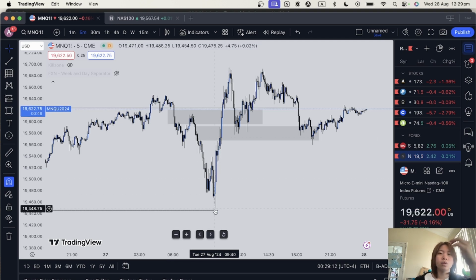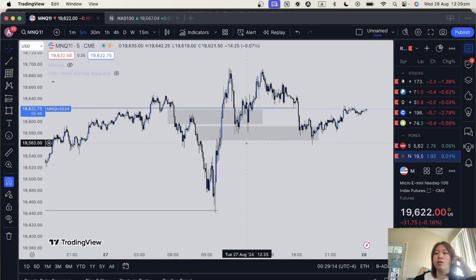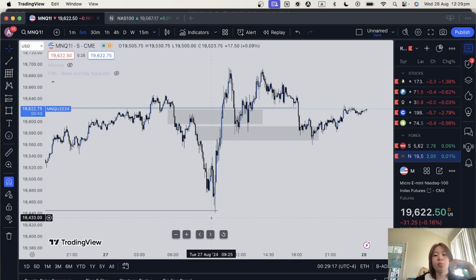If we already took out the drawn liquidity, that's when I reevaluate, because if price didn't take out this low and we created equal lows, then I would look for shorts. But now that we have taken this out, I wouldn't be strictly looking for shorts anymore, so that's one of the things I want to talk about.